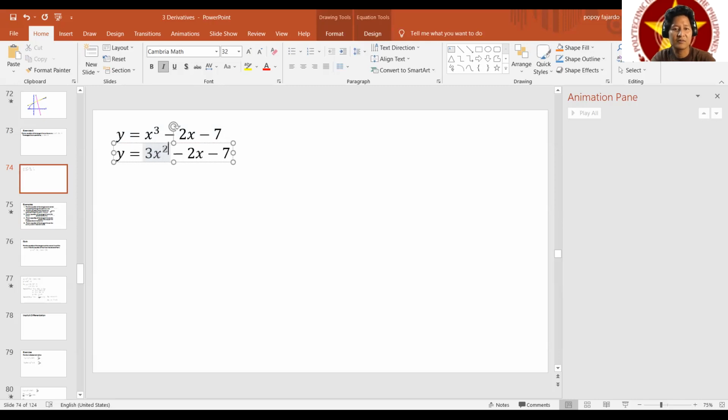Minus 2, and then the derivative of negative 7 is 0. Got it? This will now be your right hand.